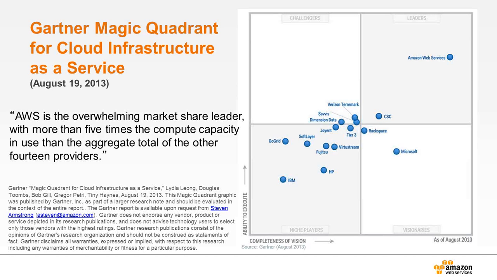What you see here is Gartner's most recent Magic Quadrant for infrastructure as a service. AWS has been named the leader for 3 years in a row, and you can see that AWS is now further out and up to the right, with the other 14 vendors clustered around the middle. And what's very interesting is that Gartner noted that AWS has more than 5 times the compute capacity of the aggregate total of the other 14 providers.